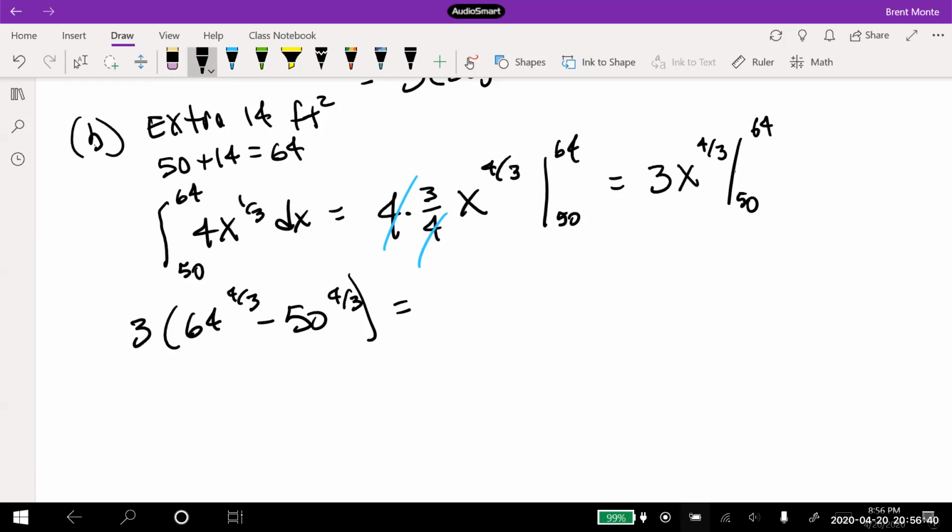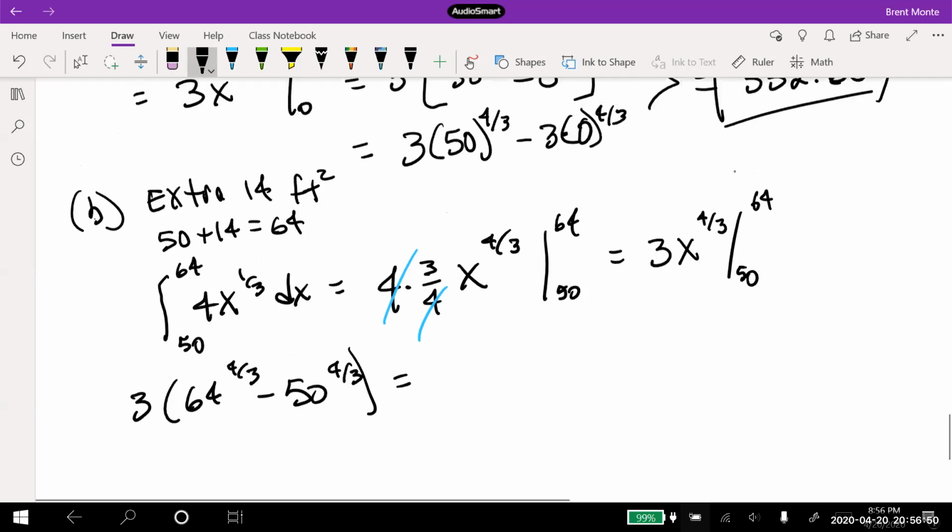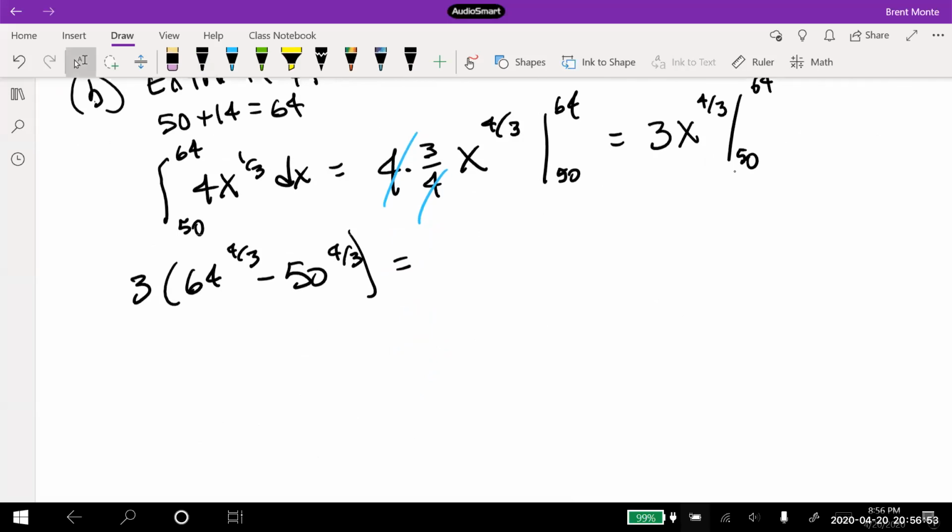So I get 3 parentheses, 64 raised to the power, parentheses 4 divided by 3, close parentheses. Minus 50 raised to the power, parentheses, 4 divided by 3, close parentheses again. You actually don't have to close the parentheses at the very end of the problem. It'll do it for you. But when I plug this in, make sure you get this when you plug it in your calculator, $215, and it's 0.395, so 0.40.